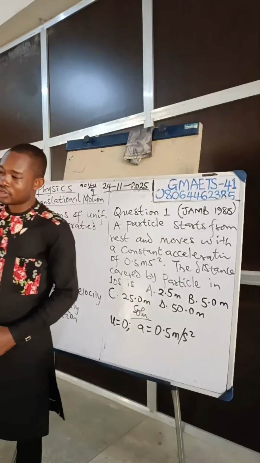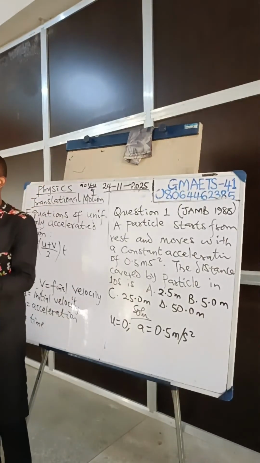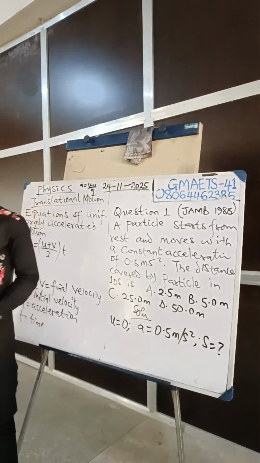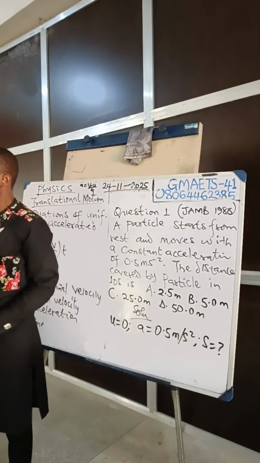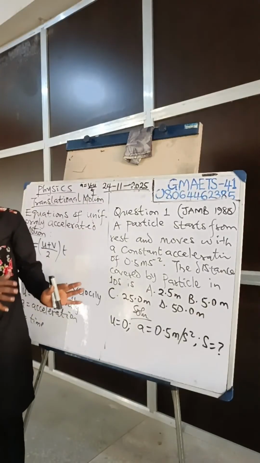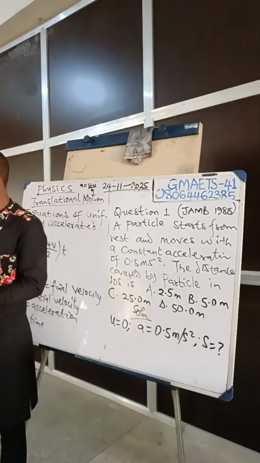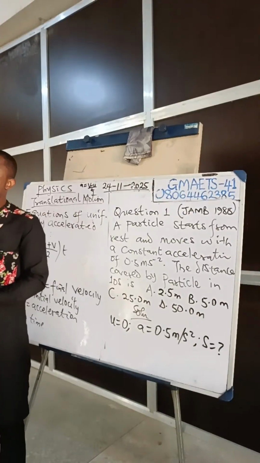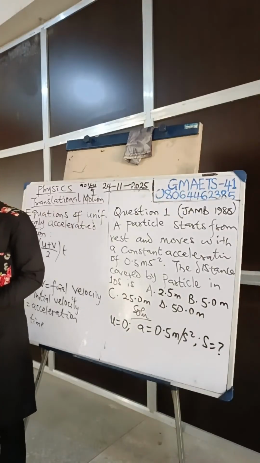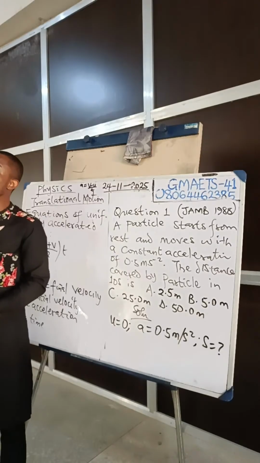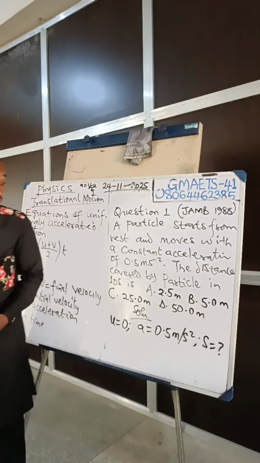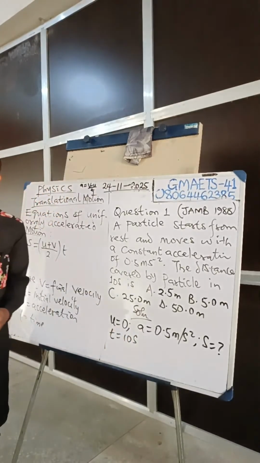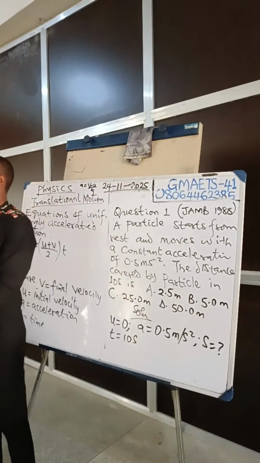What are we looking for in this question? The unknown is distance. These are the information given to us in the question. We know the initial velocity, u is 0, because the motion started from rest. We know the acceleration, 0.5. But we don't know distance. They gave us time, t is 10 seconds. Now, what are we looking for?